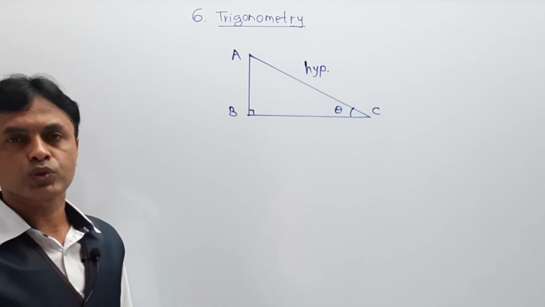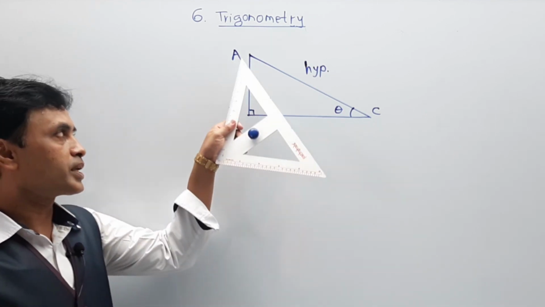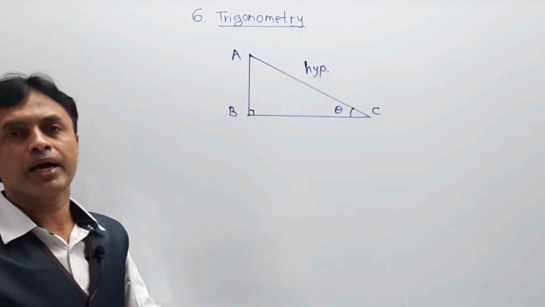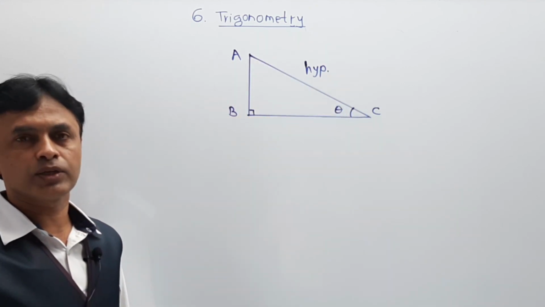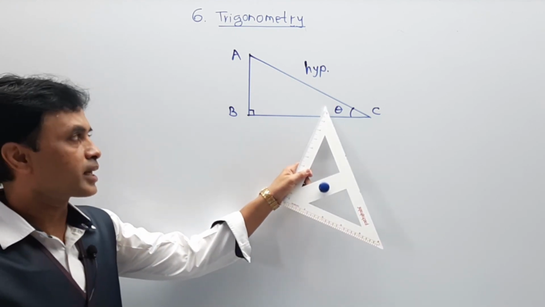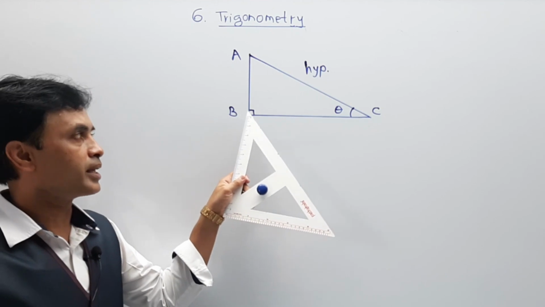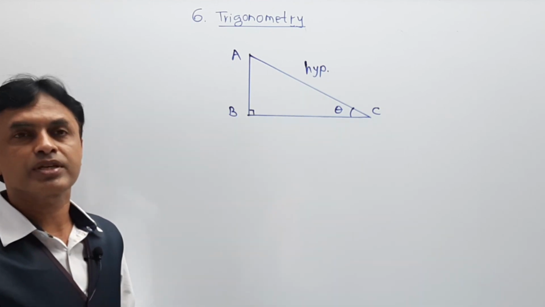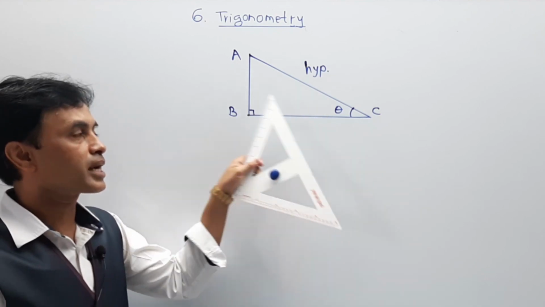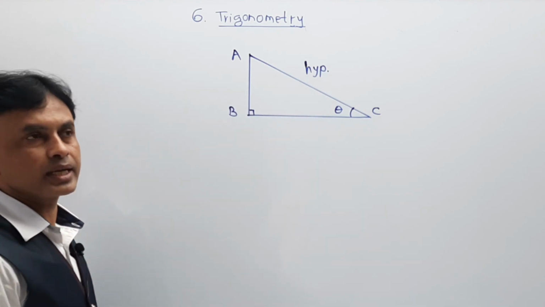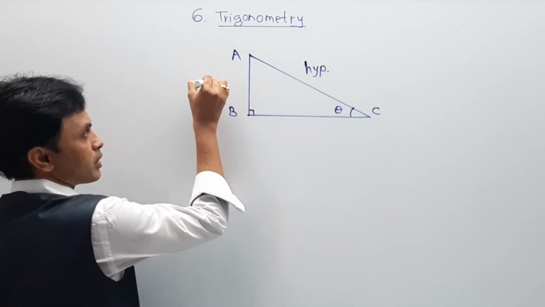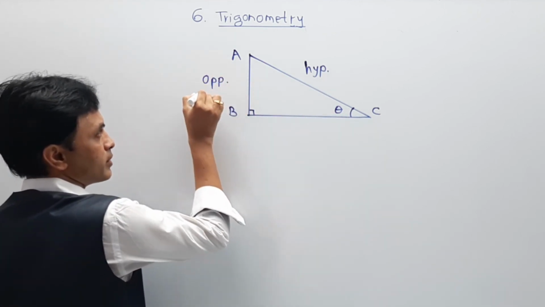Now again there are two sides remaining in the triangle. One is side AB, second is BC. Why? Because now your AC becomes the hypotenuse, which is opposite to 90 degrees here. So again, theta has two sides, AB and BC, but these sides have some specification. One side is AB, exactly opposite to theta. It is exactly opposite to theta. That's why the side opposite to theta is called the opposite side.